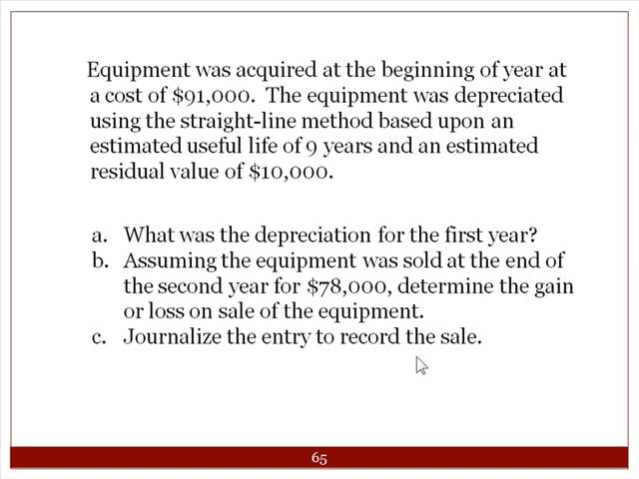Now let's do one more example. Equipment was acquired at the beginning of the year. It cost $91,000. It was depreciated using the straight line method with an estimated life of 9 years with a residual value of $10,000. So we want to find out what the depreciation for the first year is. Assume the equipment was sold at the end of the second year for $78 and journalize the entry.